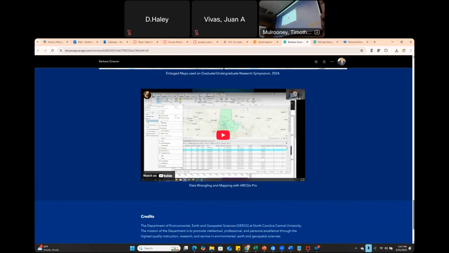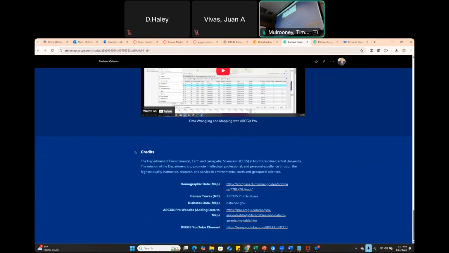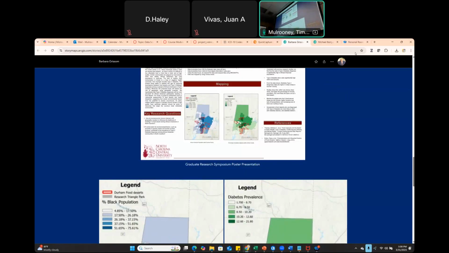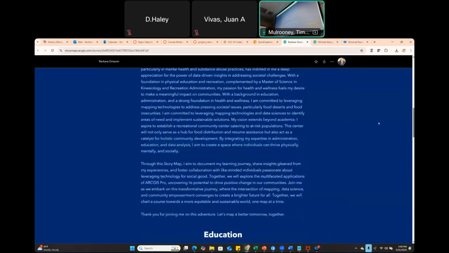So we turned these large death databases into a diabetes map at the zip code scale for Durham County, where we can superimpose these and put some credits down there. I like the demographic data, the census tract, how to add data to a map, my YouTube channel. I always love getting credit, so you all know that. So this was one of them that we created.